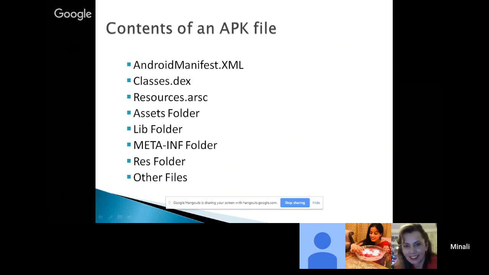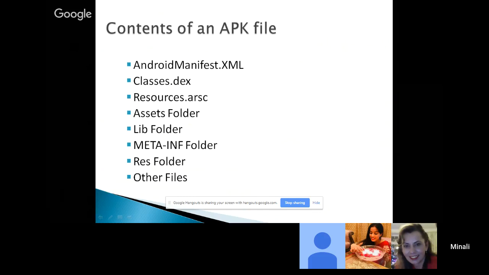First is AndroidManifest.xml. This is definitely a very important component of an APK file. AndroidManifest.xml defines all the permissions that are set in an Android application, the kinds of activities it will have, the application package name and everything. Then classes.dex. A dex file is a very important file, so let me explain what a dex file actually is.